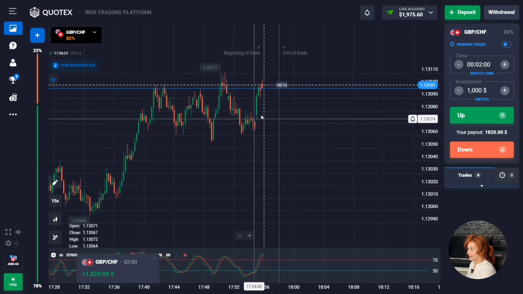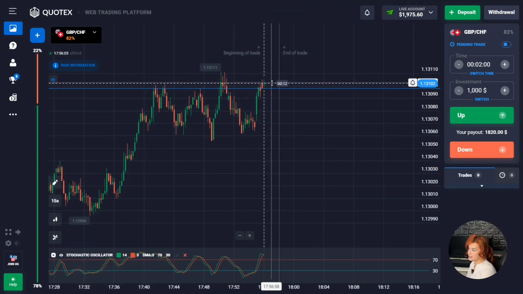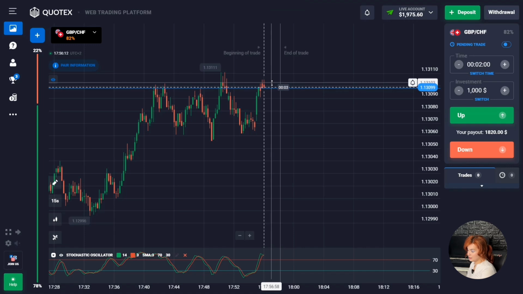It's not bad, guys. As you can see, the price really turned around and continued to move up. This is where we make a profit. I have really correctly managed to predict the further price movement.